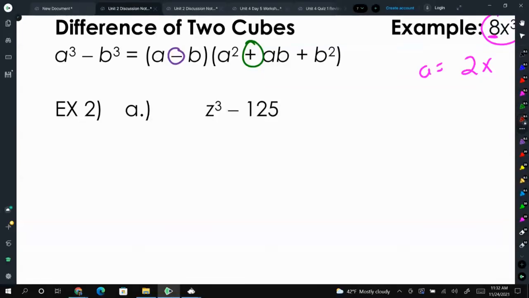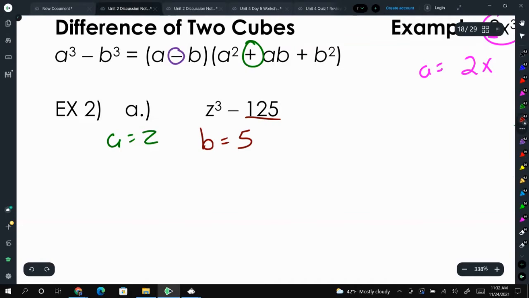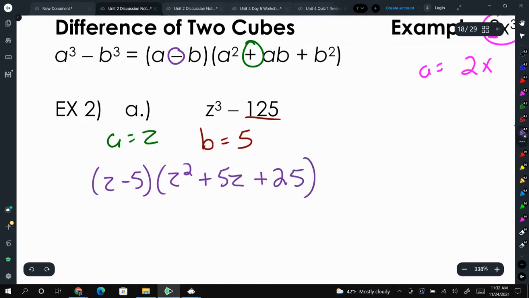Here we have z to the third minus 125. That minus means it's going to be a difference of 2 cubes, so we're going to use this formula right up here. So your a value is going to be the third root of z to the third, so z, and the third root of 125 would be your b value, so b is equal to 5. So then we're going to do a minus b, so z minus 5, and then parentheses a squared, so z squared, plus a times b, so 5z, plus b squared, so 5 squared is 25.